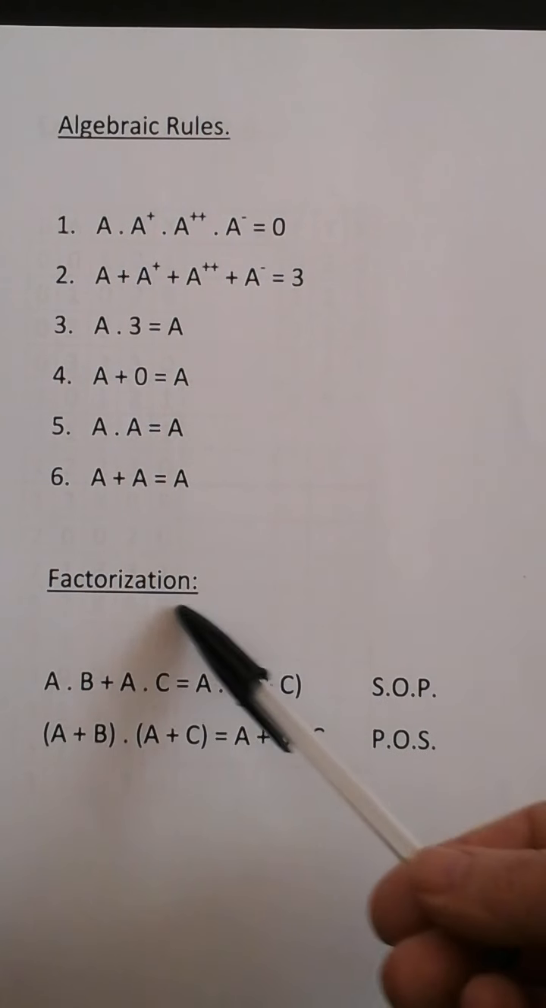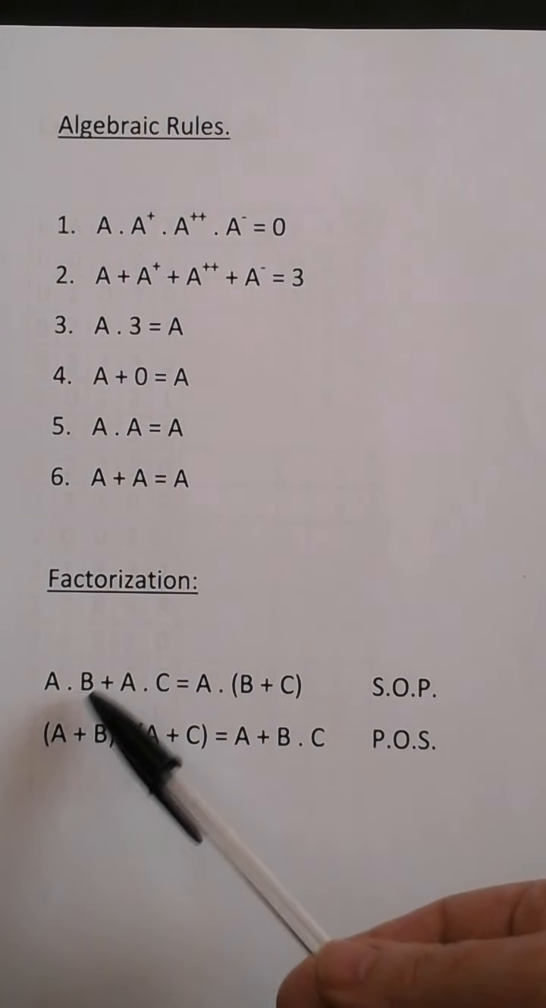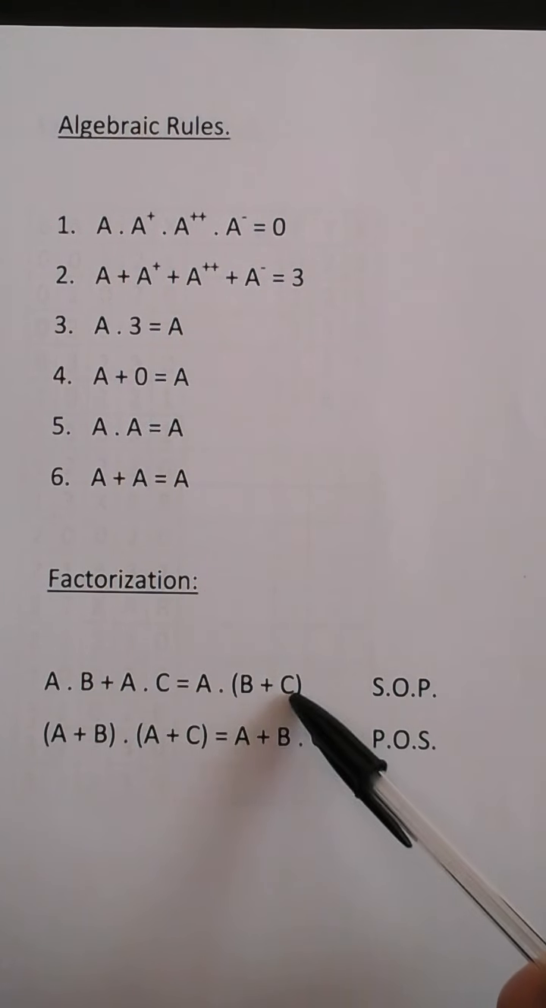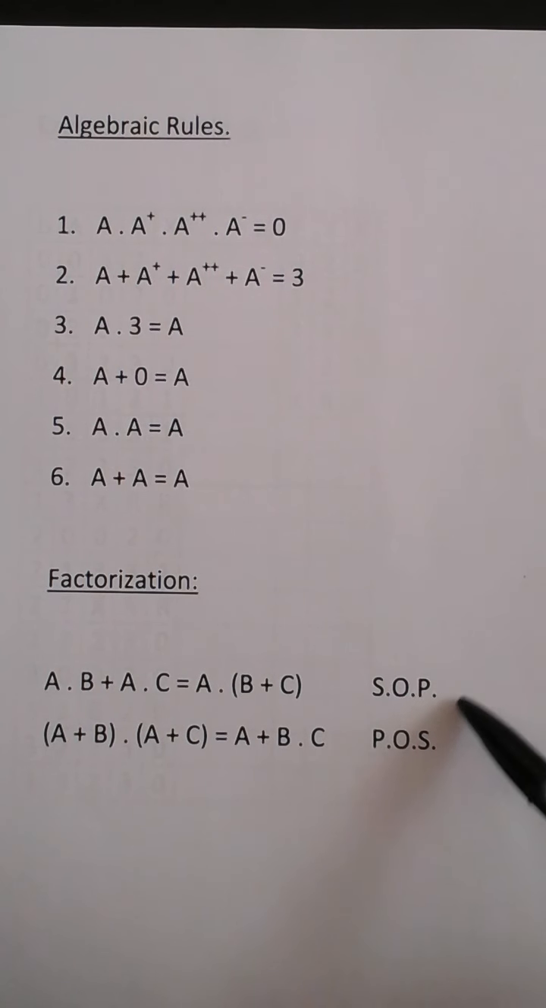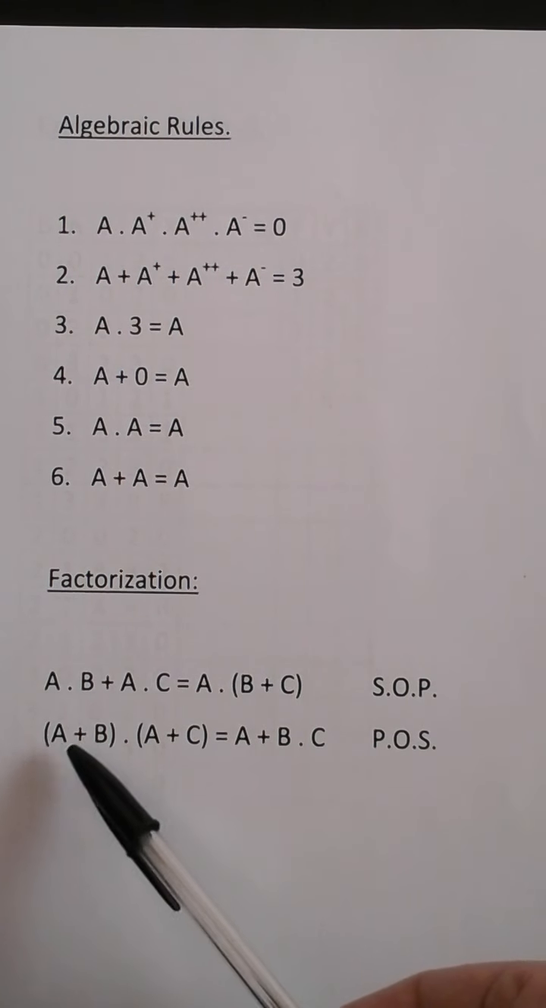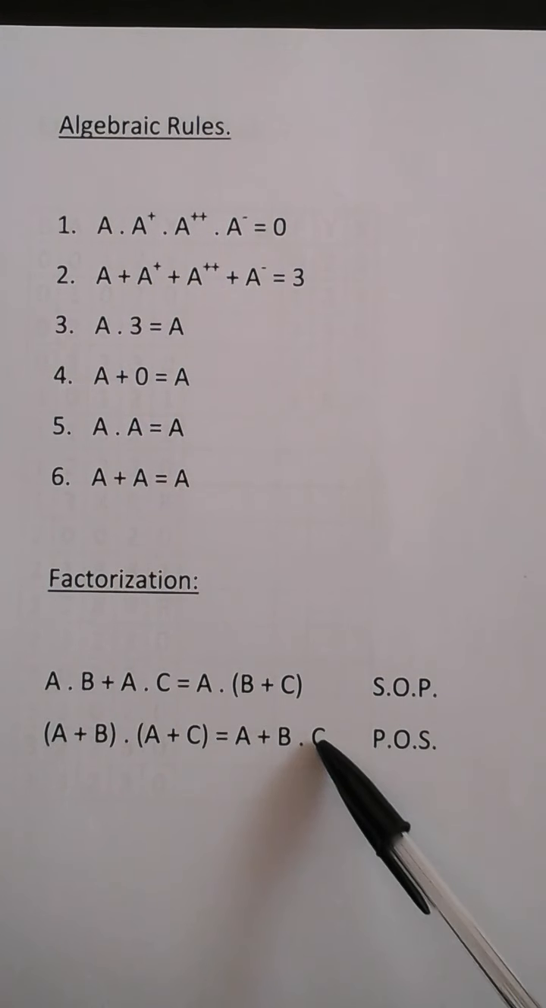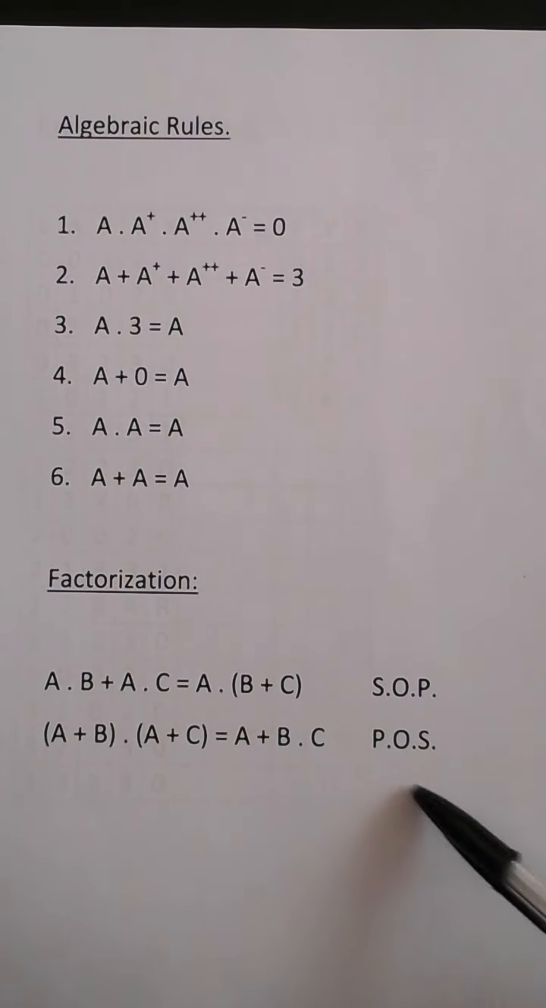So we have factorisation. A min B max A min C equals A min B max C. That's a sum of products expression, and A max B min A max C equals A max B min C. That's a product of sums expression.